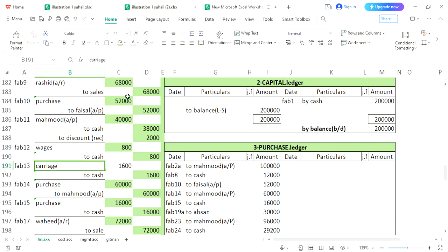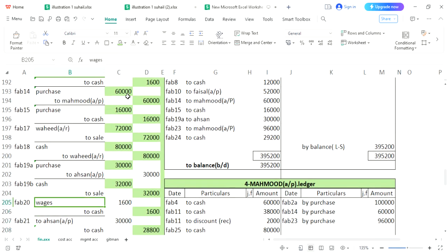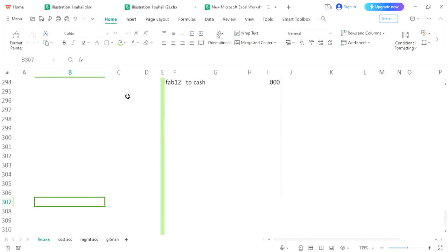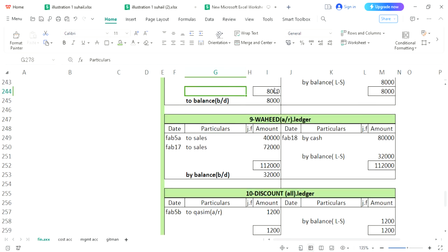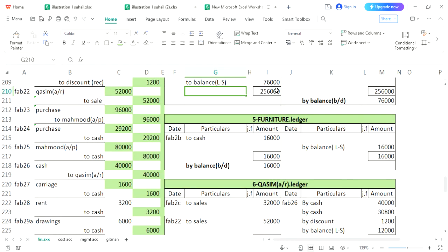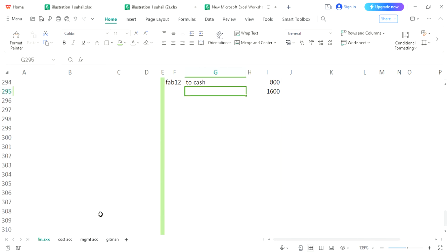So let's search wages if they are present. Yes, we have found another amount of wages which is debited 1600. So we'll write down 1600 on the debit side as wages were present on the debit side. Now it's time to see the 1600 reference. This was the 1600, and what is written on the opposite side? To cash. So to cash will be used to give reference, and we'll write in the particular column.